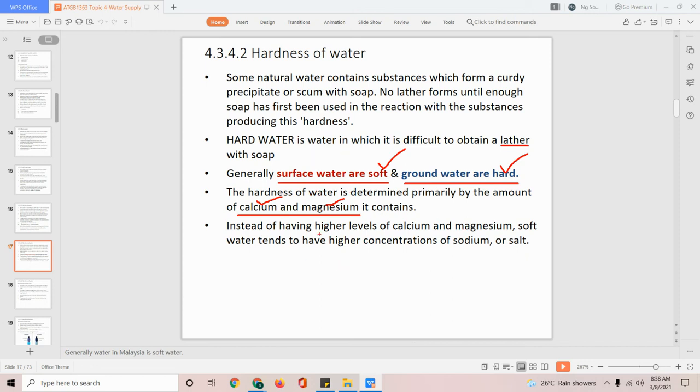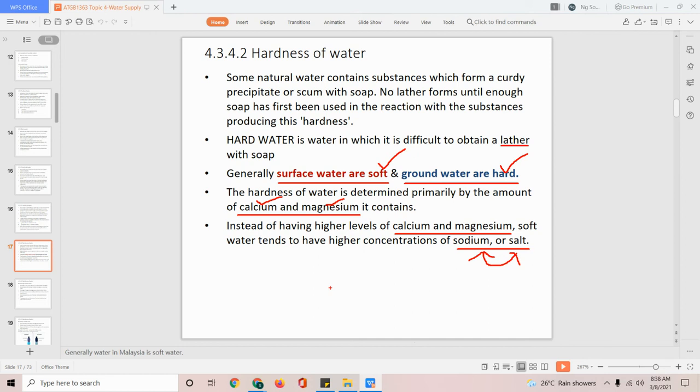Okay, what it means by soft water is that when the level of calcium and magnesium is lower than the sodium or salt, then it's considered soft water. But if the calcium and magnesium is high, then it will be considered hard water.